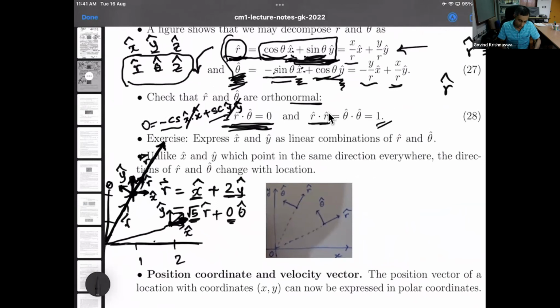Finally, we can invert this process. I wrote r hat in terms of x and y with coefficients. You can do the opposite and express x hat and y hat as linear combinations of r hat and theta hat. I leave that as an exercise to you, basically inverting this expression. And now I want to make the following geometric observation that unlike x hat and y hat, see, I emphasize again, x hat and y hat are basis vectors at each point of the plane, right? At the origin, there is some x hat and y hat. At this point, there is an x hat and y hat.